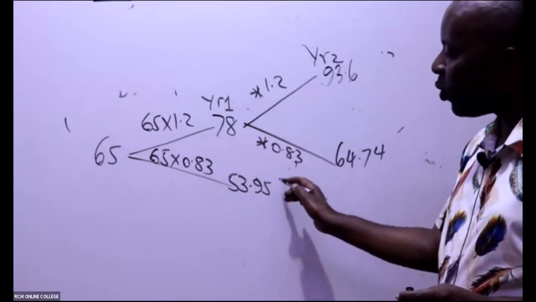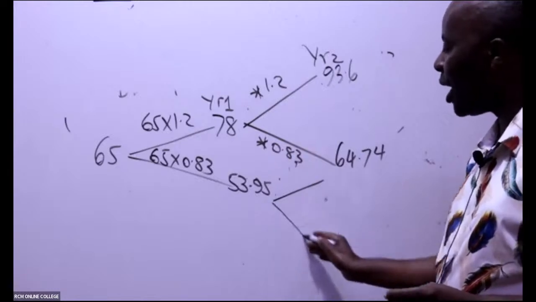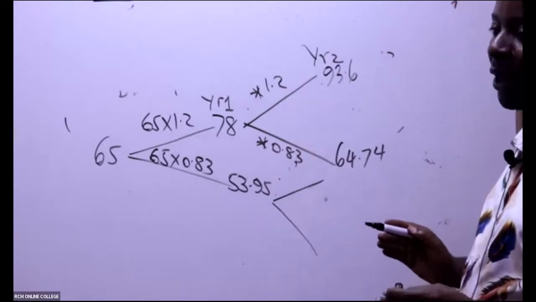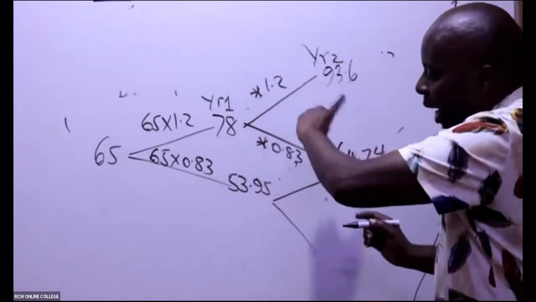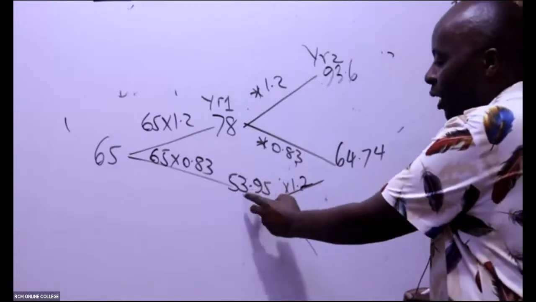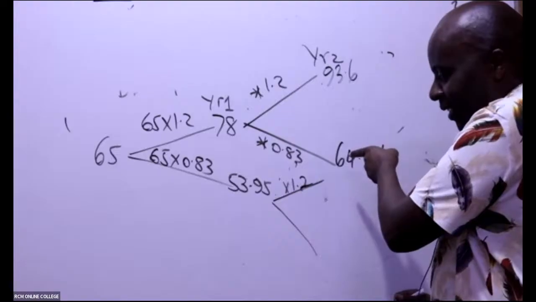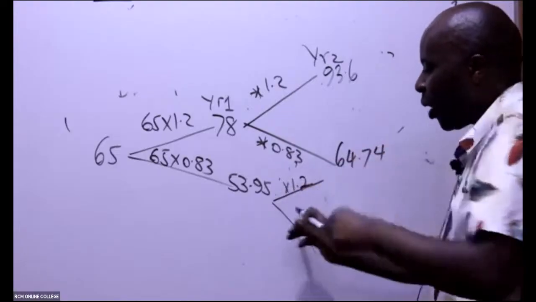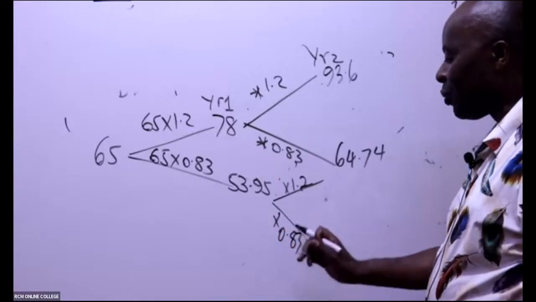How about this one? If this one was the end of year one parameter, when it goes to year number two, there are two possibilities. It could either go up, so for an up movement you multiply by 1.2. And if you're right, when I take this times this, it should agree with this figure. And if it goes down, we multiply this figure by 0.83.